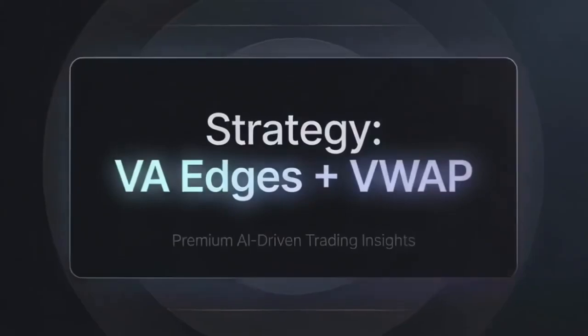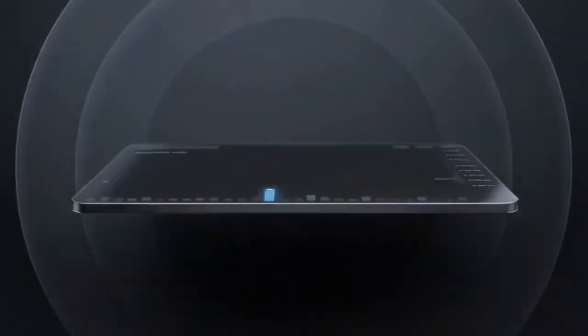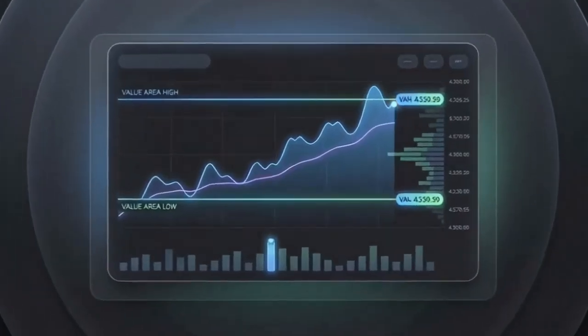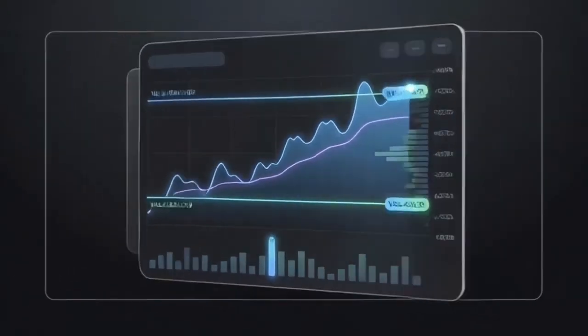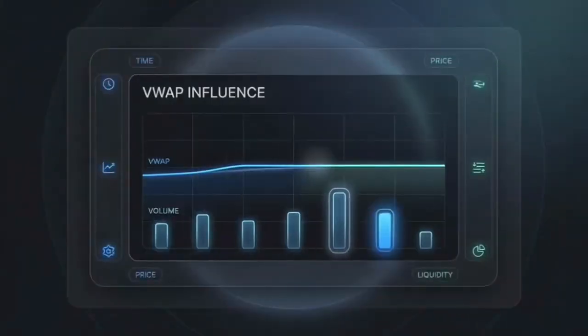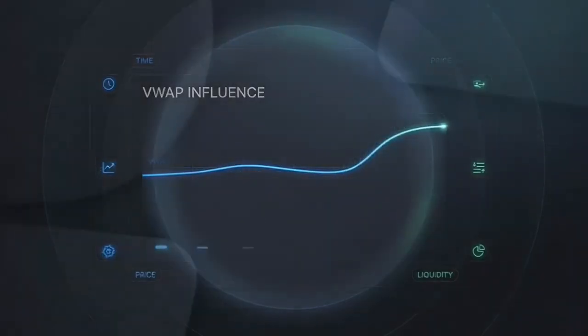The strategy: trade the value area edges paired with the volume-weighted average price. The highest probability setups on the 5 and 15-minute charts come from combining 2 levels at once: the value area high or low from the session profile and the volume-weighted average price. The volume-weighted average price is the average price across the session, weighted by how much volume traded at each level. Institutions use it as a daily benchmark.